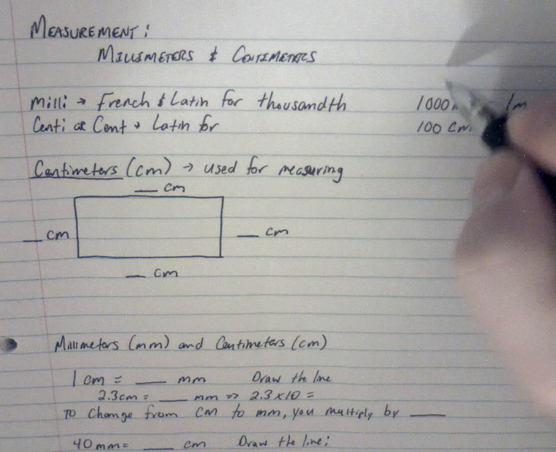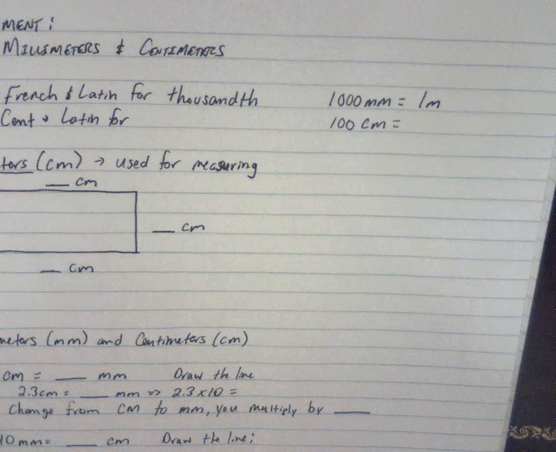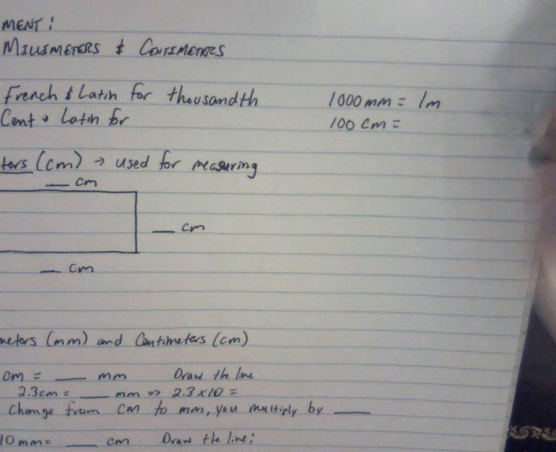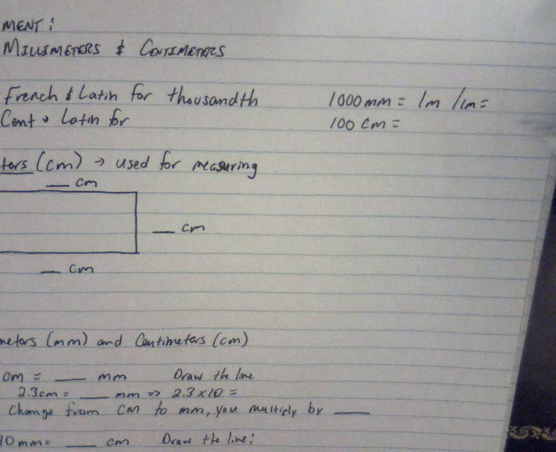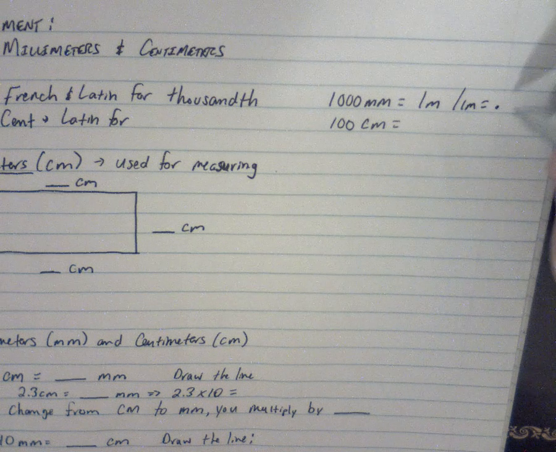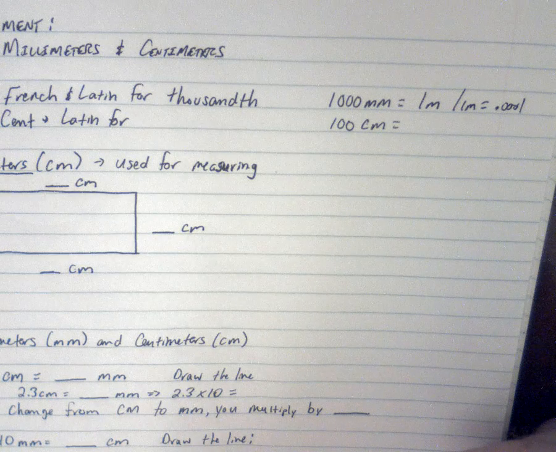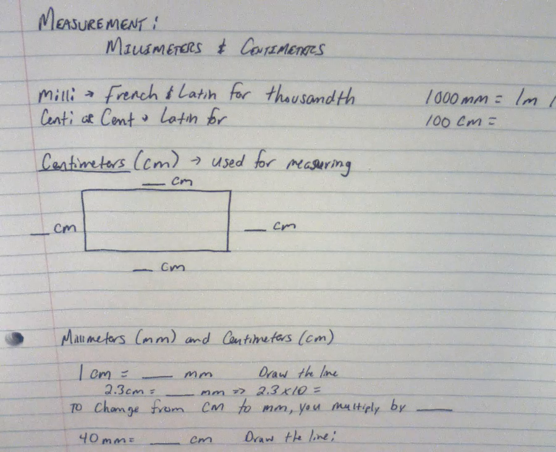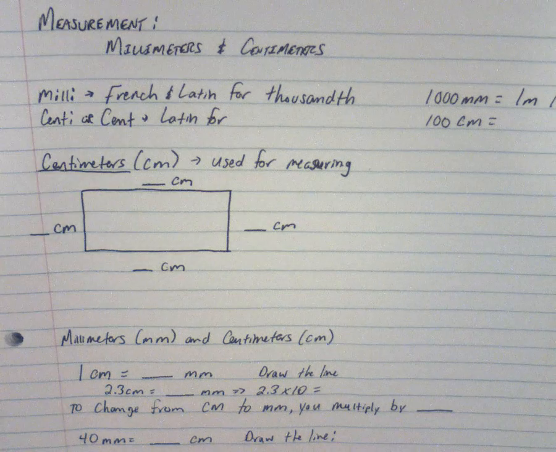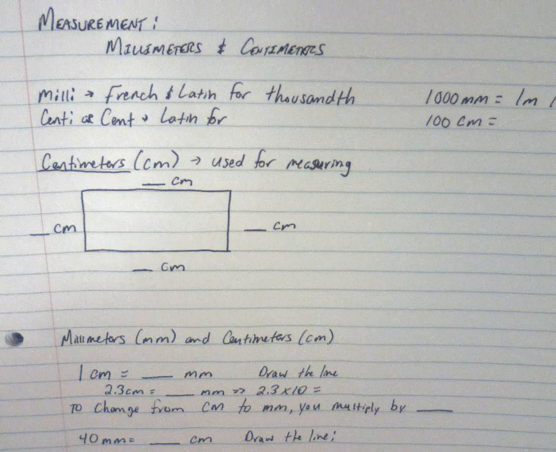But 1 meter, on the flip side, would equal 0.001, or 1/1000th. Okay, so that's what 1,000th is. 1,000th is actually less than 1. So it takes 1,000 millimeters just to equal 1 meter.